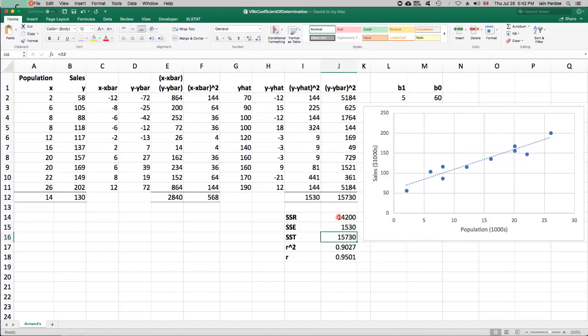The sum of squares due to regression is the difference between those two sums of squares. So 15,730 minus 1,530.